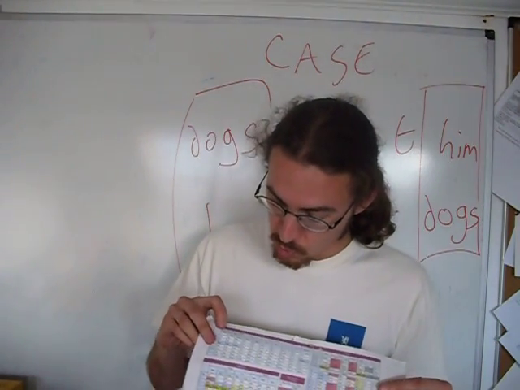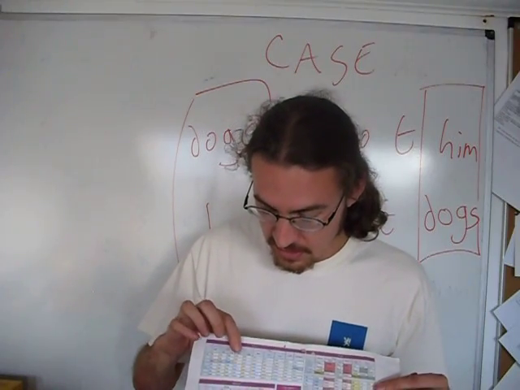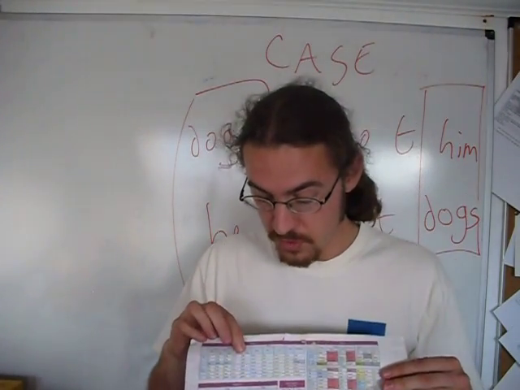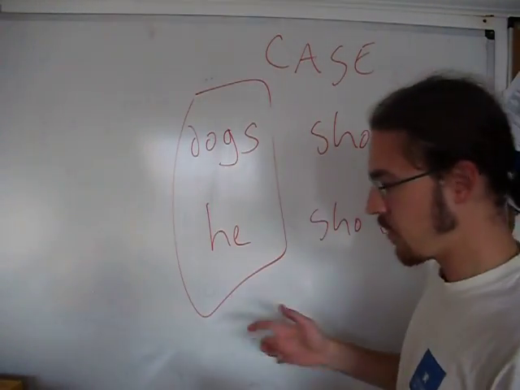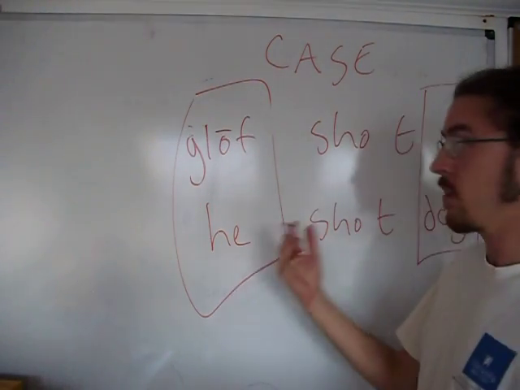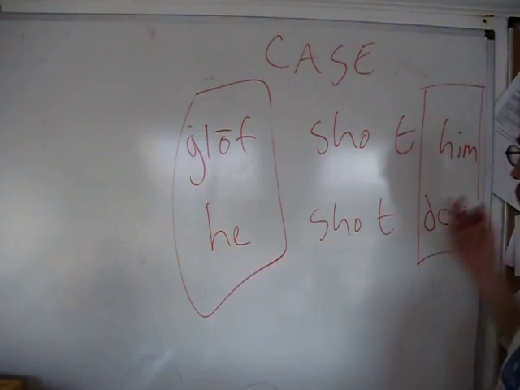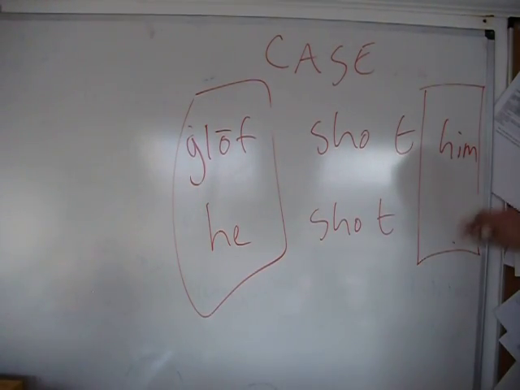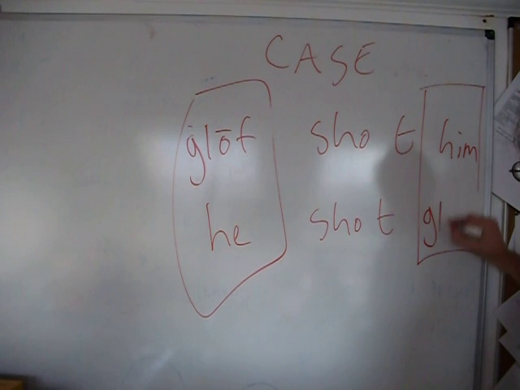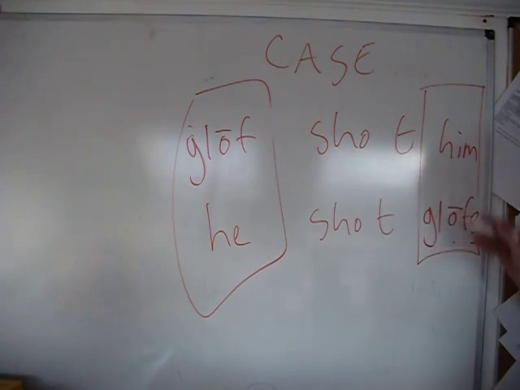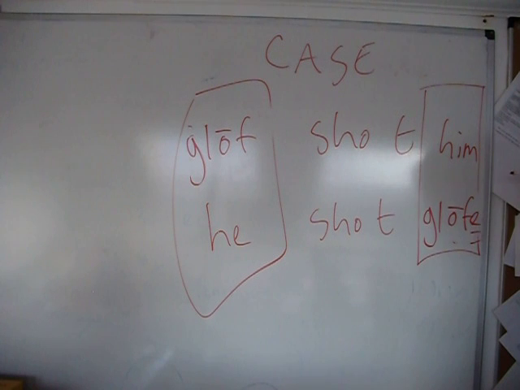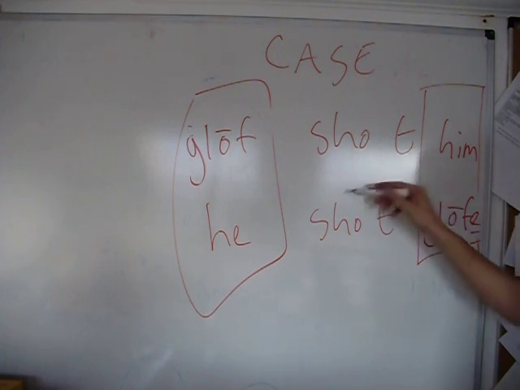Let's look at the strong, feminine, long noun glōf, meaning glove, nominative glōf, accusative glōfa. In the unlikely event that a glove shot him, we would say glōf shot him. If he was shooting a glove, again, don't know quite why he's shooting the glove, but let's give him a go. He shot glōfa. Different form for nominative, subject, thing that's doing the verb, and for accusative, object, thing that the verb is done to.